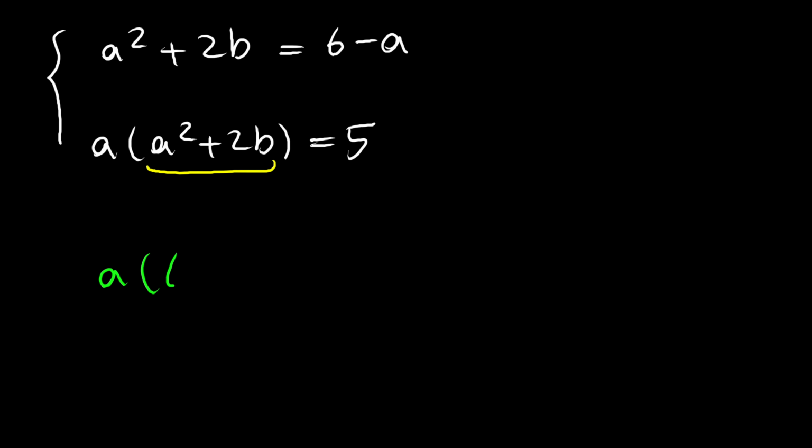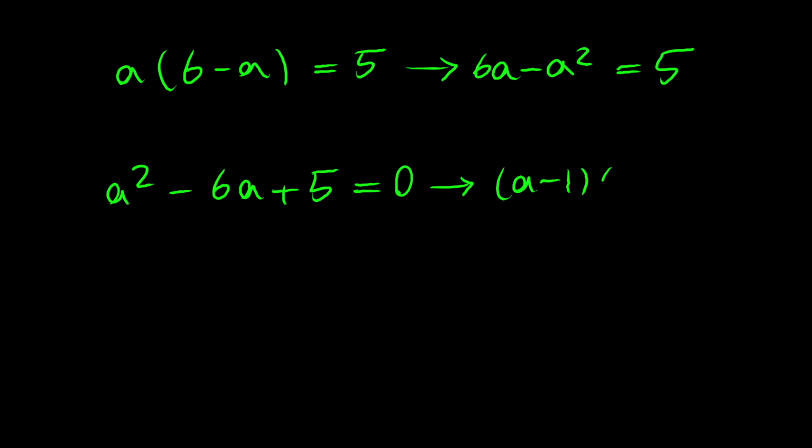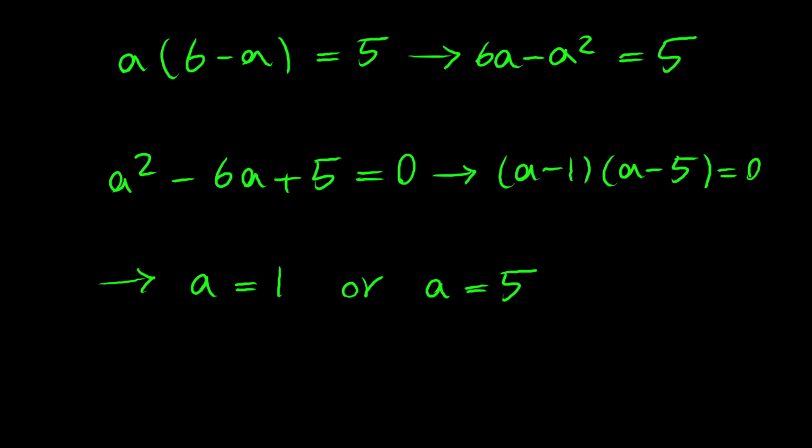Let's say that a times (6 minus a) equals 5, which means that 6a minus a squared equals 5, which means that a squared minus 6a plus 5 equals 0, which means that (a minus 1) times (a minus 5) equals 0, which means that a equals 1 or a equals 5.